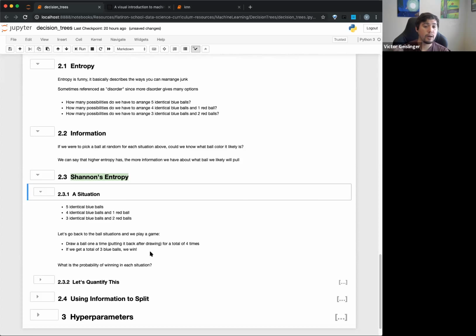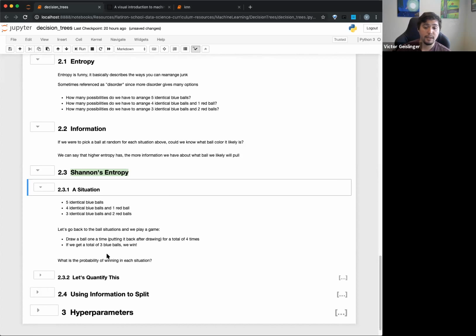So we could pick a red one, and then pick 3 blues and we win. Or we pick 2 blues, get a red, and then another blue and we win. Or we get all 3 blue at the same time. Then you can ask, what's the probability of winning for each of those situations? You can go through the different possibilities, so you can quantify this.